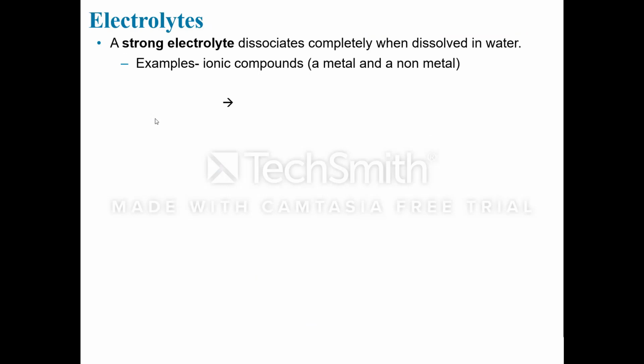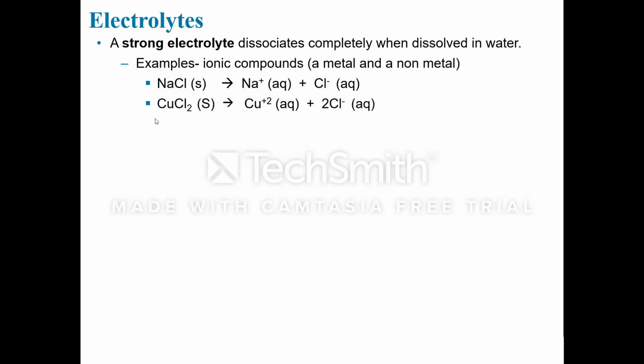Let's take a look at some examples of how ionic compounds dissociate in water. We have sodium chloride, for example, solid sodium chloride, and we dissolve this in water. It's going to dissociate into sodium cations and chloride anions. The sodium chloride is the solute and water is the solvent. We generated ions in solution upon dissolving sodium chloride in water, so this is an electrolyte. If we were to test the conductivity of this mixture, we would find out that yes, it does indeed conduct electricity. Next example is copper chloride.